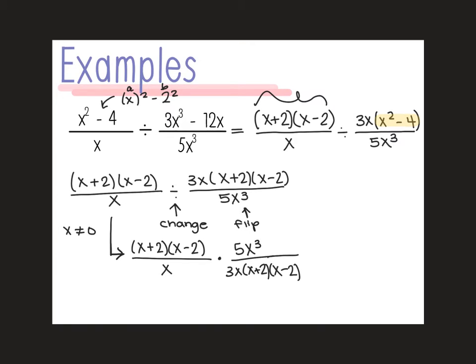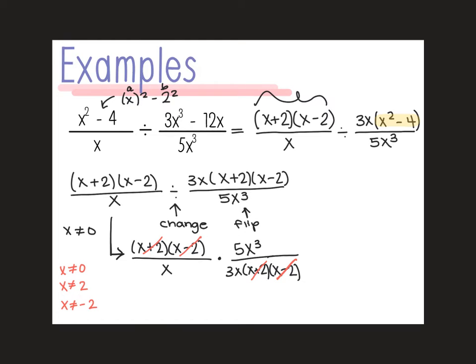We have to state our domain restrictions again. So this time x cannot be 0, x cannot be 2, x cannot be negative 2. Then I cancel out my factors, so I have x plus 2 in the numerator and denominator. I have x minus 2 in the numerator and denominator.